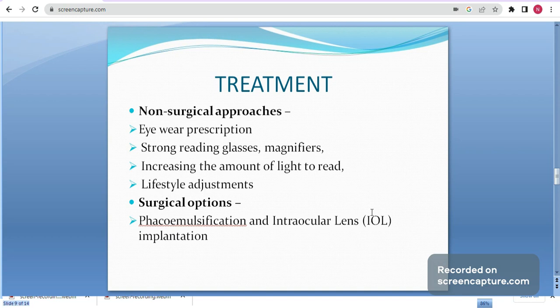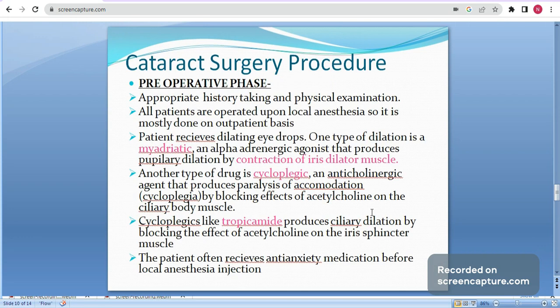Now the surgical option is opted for when the non-surgical options are no longer helping. So the surgical option is phacoemulsification and intraocular lens implantation, right? In simpler language, the natural lens is coagulated, broken down and sucked out, and then an artificial intraocular lens is implanted in its place in the posterior bag, in the lens capsule.